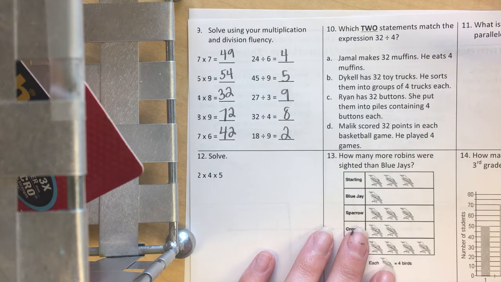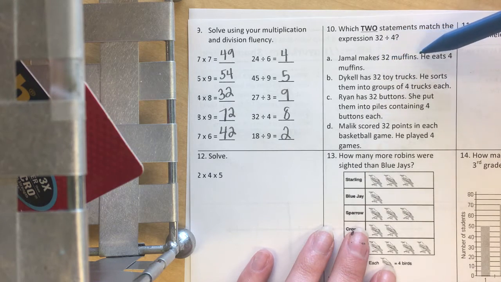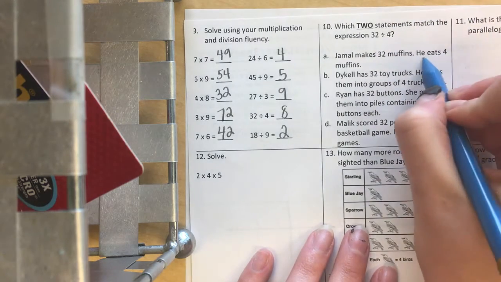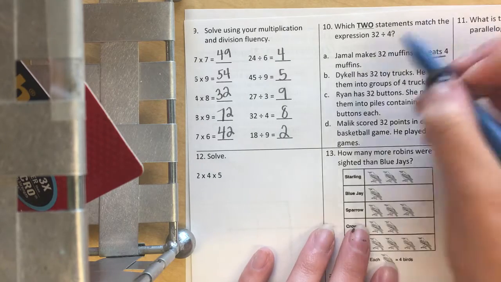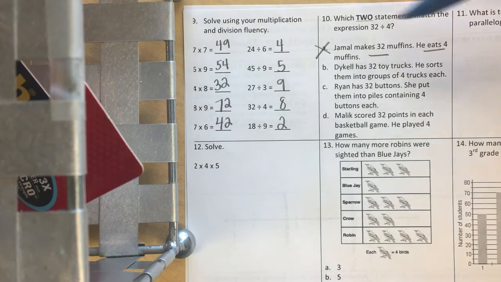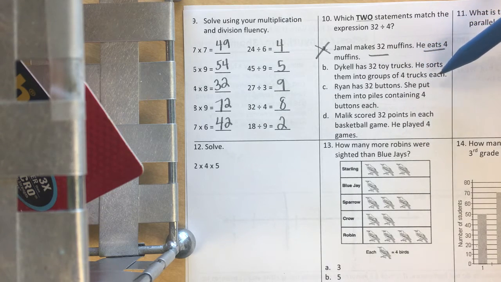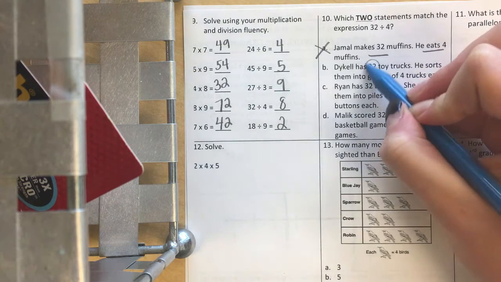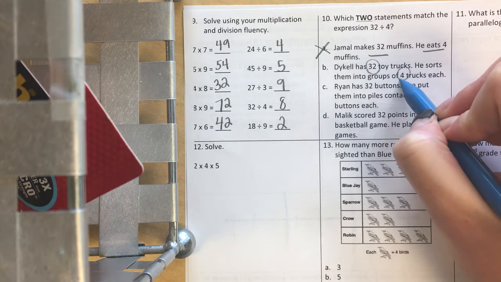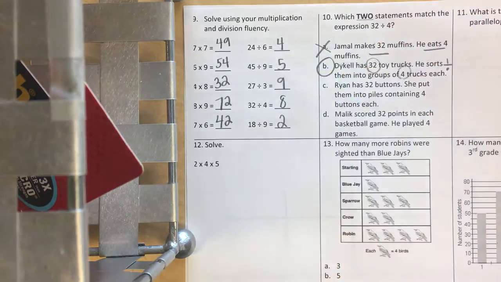Number 10, which 2 statements match the expression 32 divided by 4? Jamal makes 32 muffins. He eats 4 muffins. I know that's going to be a subtraction problem, so that can't be it. Daikel has 32 toy trucks. He sorts them into groups of 4 trucks each. So he's starting with 32 and putting them into groups of 4. That's going to be division. So that's going to be one of my answers.